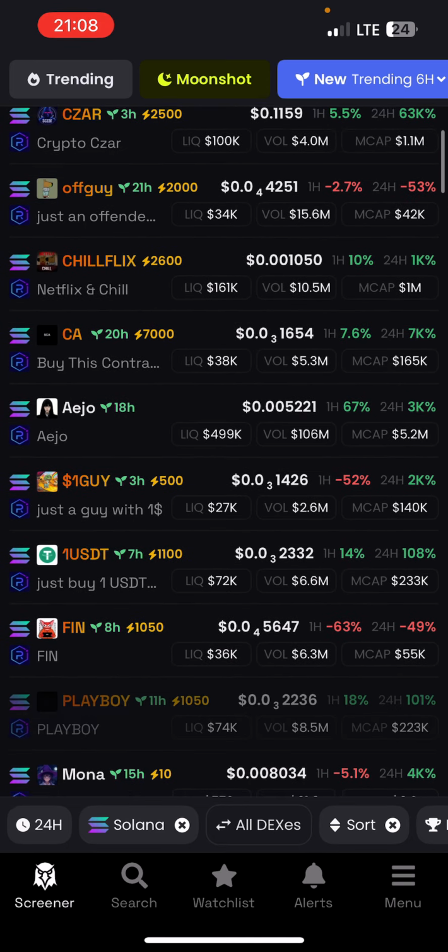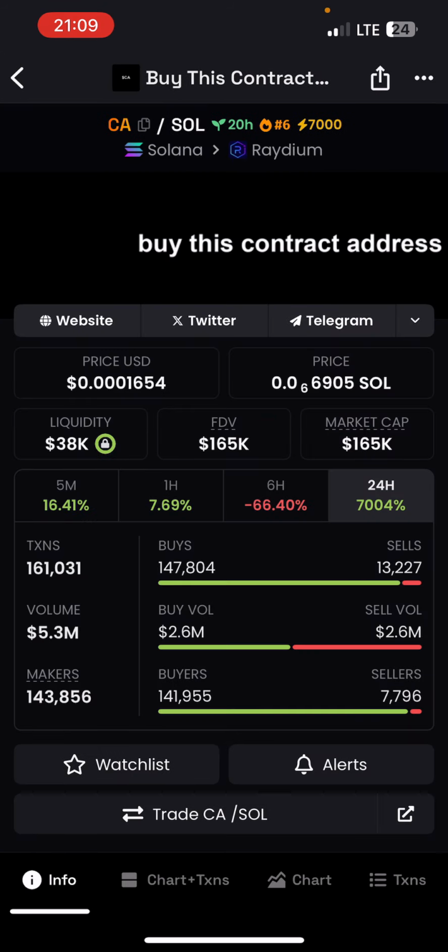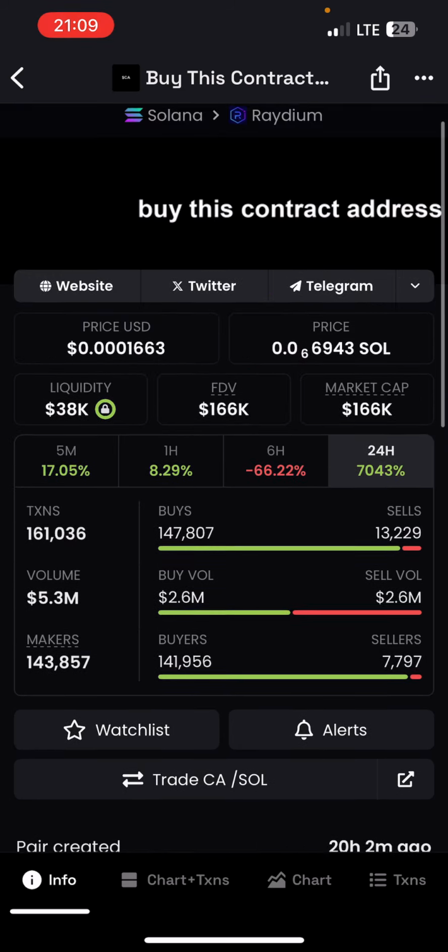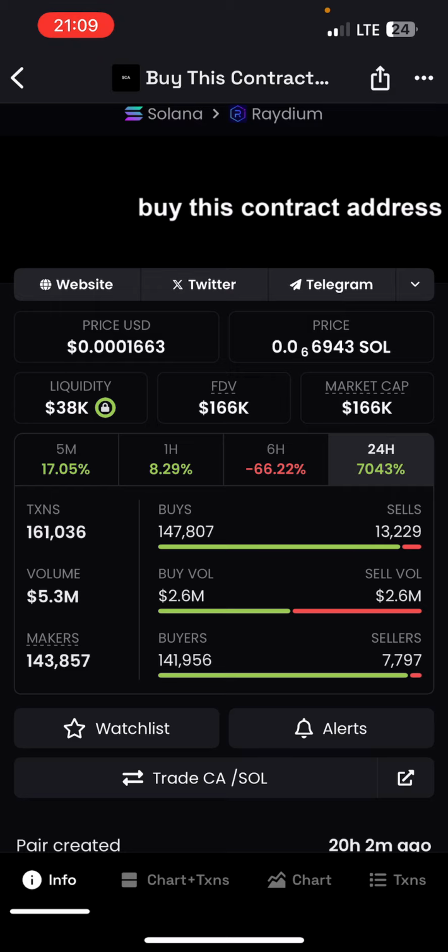Let's say, buy this contract address. Buy this contract address has a market cap of 165k, liquidity 38k. It's up 7,000% in the last day. This pair was created 20 hours ago. It is down 66% in the last 6 hours.